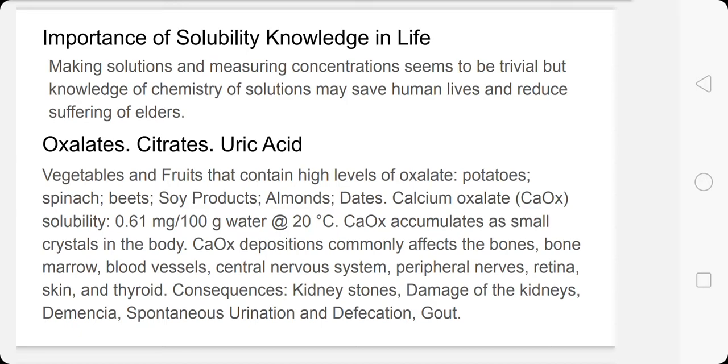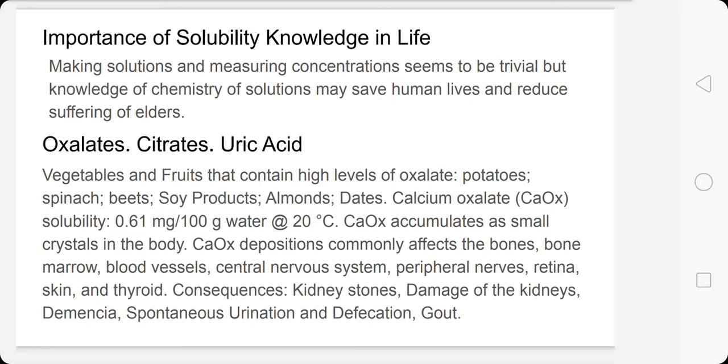And calcium oxalate, because of its very low solubility, can accumulate in small crystals in the human body, with very many big problems. Calcium oxalate depositions commonly affect bones, bone marrow, blood vessels, central nervous system, peripheral nerves, retina, eyes, skin, and thyroid.